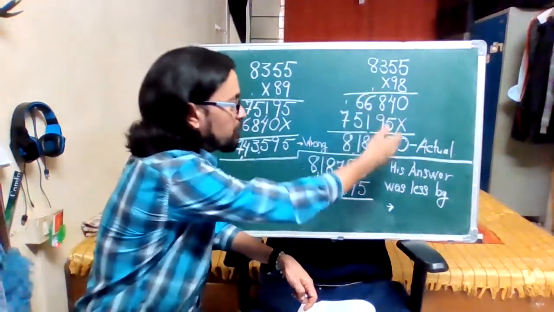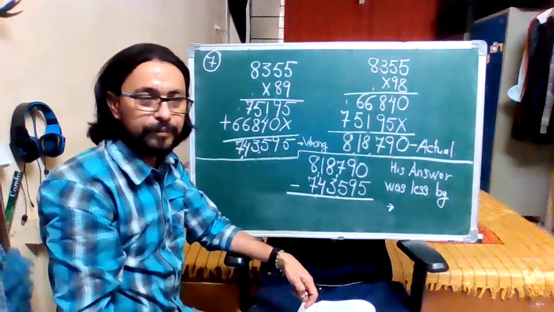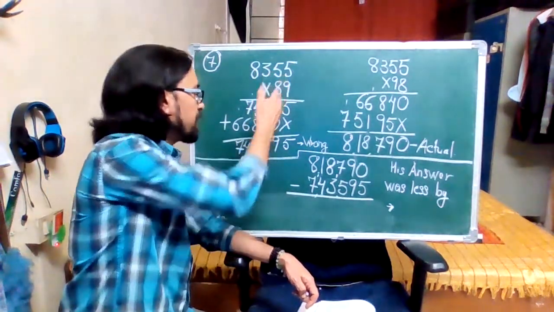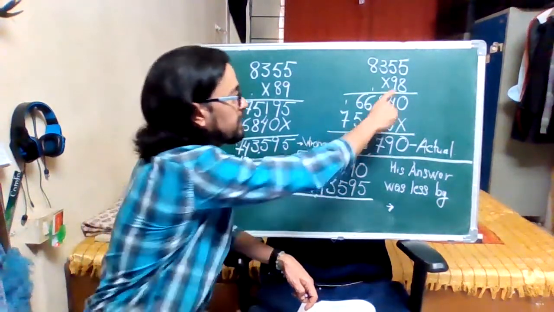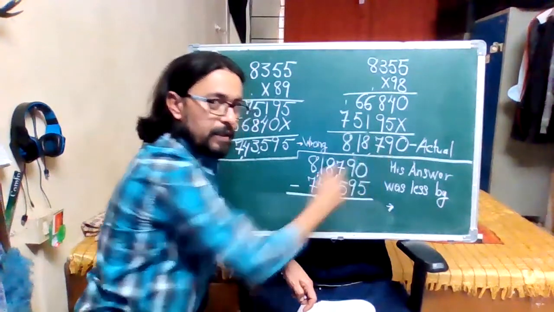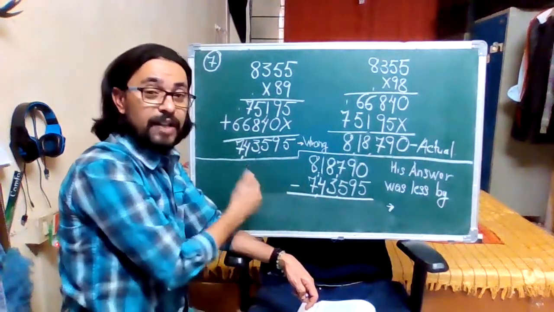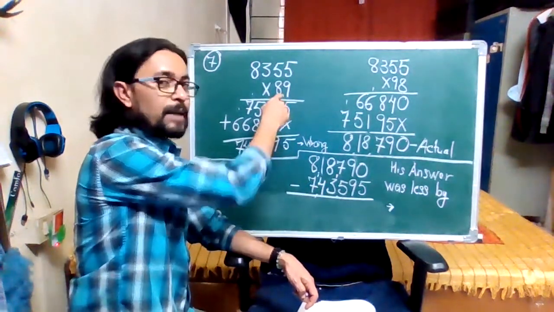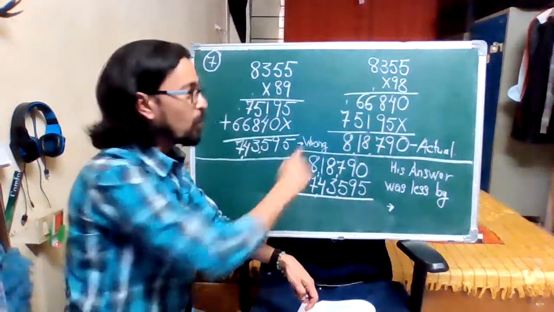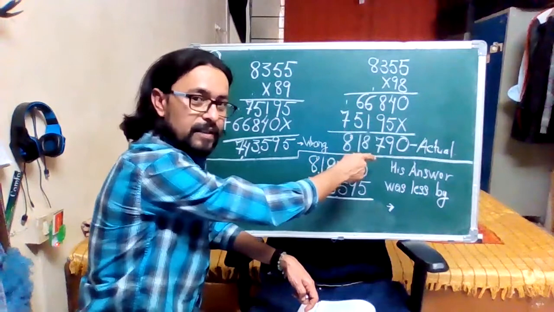And I have to find the multiplication of the actual number. So when he multiplied by 89, he's got that much. Had he multiplied by 98, he would have got this much. So to find how much less is he from the answer, but naturally his answer will be less than the actual answer because he's multiplying by 89 and 89 is smaller than 98. 98 will give you a bigger answer.